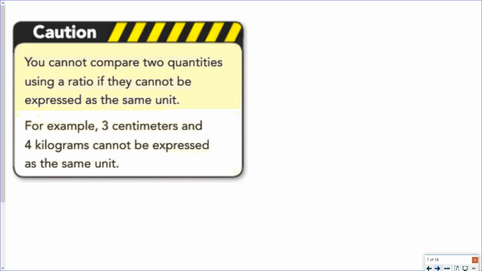If the two quantities you're given do not measure the same item, you cannot write a ratio. So 3 centimeters would measure distance, 4 kilograms measures weight or mass. Since they are not measuring the same thing, you cannot write the ratio.